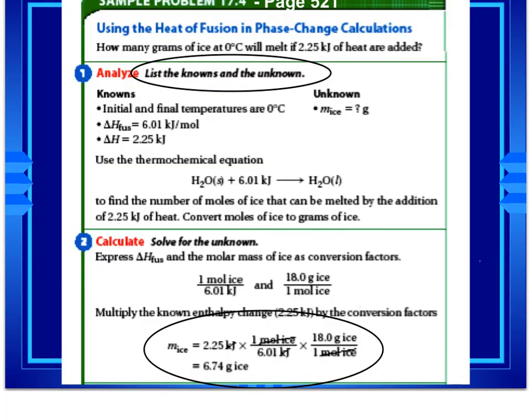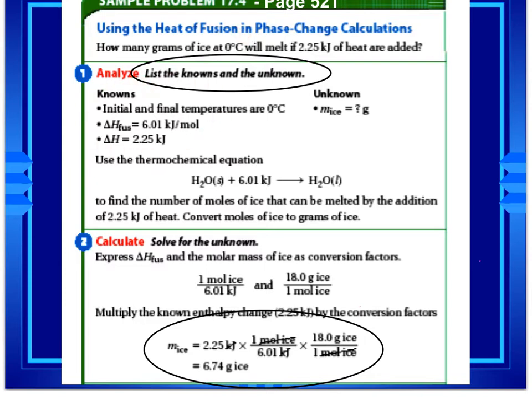So here on this slide, here's a little problem. It says how many grams of ice will melt if 2.25 kilojoules of heat is added. An important concept to remember is that the temperature of your liquid is not going to change unless the last small piece of ice is melted. So your temperature is going to remain constant at 0 here.